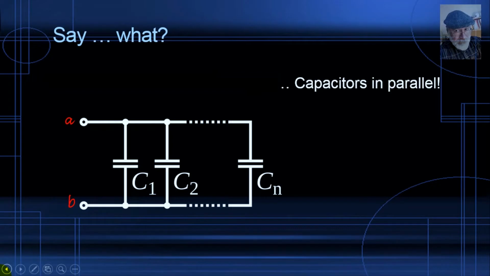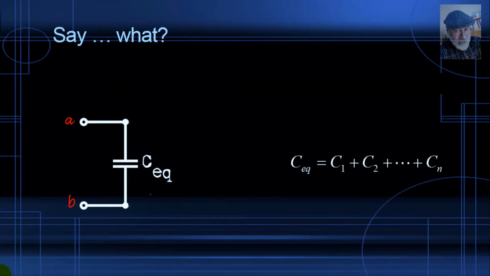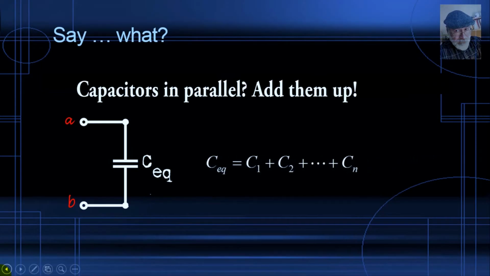To find the equivalent, we just add them together, and that equivalent will replace the original ones. As simple as that. The equivalent capacitor is obtained as the addition of the capacitances of the original capacitors connected between nodes A and B.